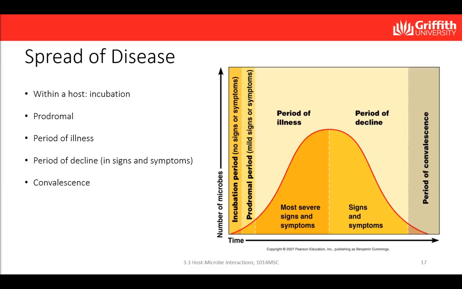Within a host, there are several stages of disease. Incubation is the initial stage of disease, where the host doesn't show any signs or symptoms. This is followed by the prodromal period, in which the host starts to show mild signs and symptoms of infection. In the period of illness, the host shows the most severe signs and symptoms because of the high number of microbes within the body. This is followed by the period of decline, in which the signs and symptoms of infection slowly start to subside. And finally, the host enters a period of convalescence, when the body returns to its pre-disease state and health is restored.